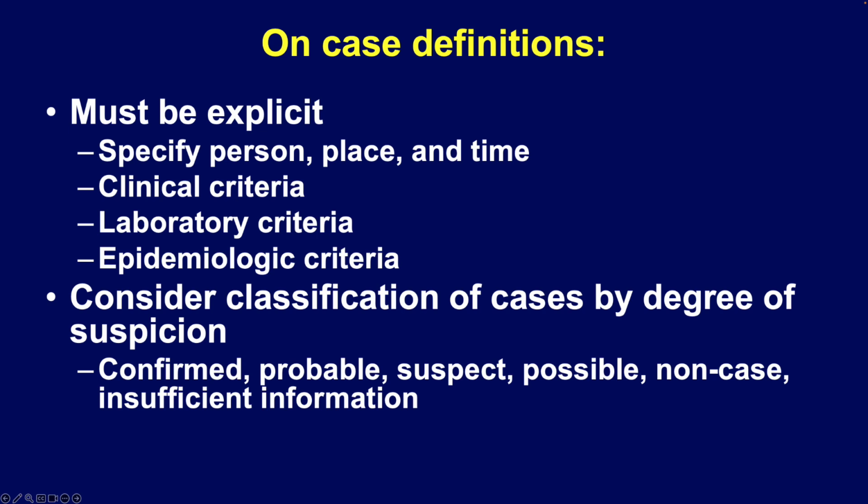You also don't want to end up excluding potential cases because you don't have enough information on them. So if this is a concern, and it often is, you may want to consider a classification system that's based on the likelihood that a given report to the system is a true case. For example, classifications of possible case, probable case, and confirmed cases based on how much information you might have on them in the system. And we'll go through some examples of these in the next few slides.